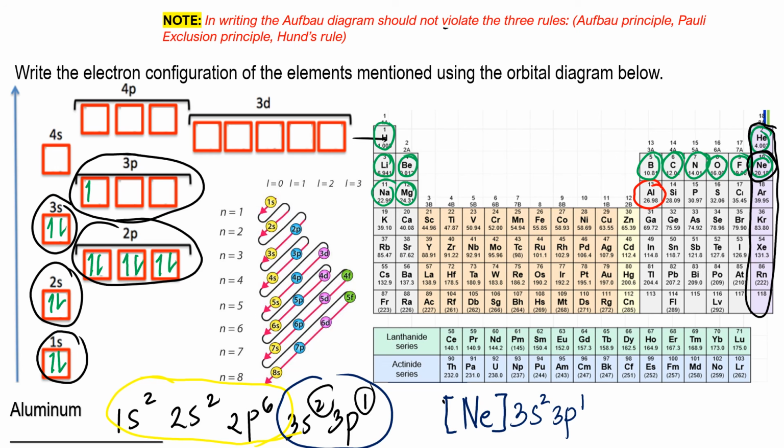Now, I want you to try calcium. Pause the video. Write the complete electron configuration of calcium and also the noble gas configuration of calcium, and fill out correctly the orbital diagram.